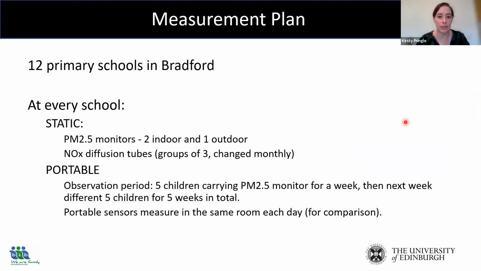We also wanted to get children's exposure, and we can only really do that by attaching a sensor to a child and letting the child do whatever they want to do. We decided to do this with set observational periods. Over a single observation period, we'd have 5 children at each of the 12 schools carrying a sensor for a week. Then the next week, a different 5 children from the same class would carry it, over 5 weeks in total. So at any one point during the intensive observation period, we'd have 5 children across 12 schools in Bradford doing measurements.